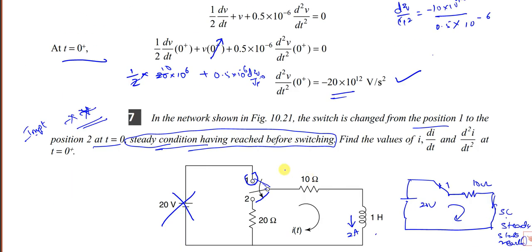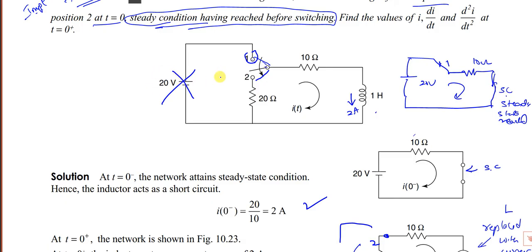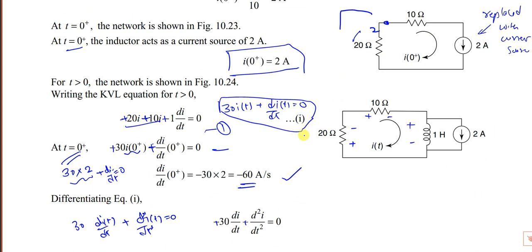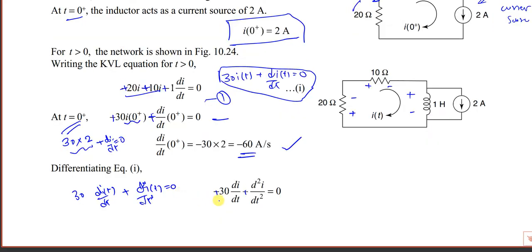For t greater than 0, this 20 volts is eliminated, because this circuit is connected to this, and this 20 volt source is hanging: only its negative end is connected, and the positive is not connected at all, it is simply hanging, so it is eliminated. Only in this circuit you have to write KVL. Write KVL, find di by dt, substitute the value of I of 0 plus, and we will get the di by dt value. Then differentiate that equation once again and substitute.